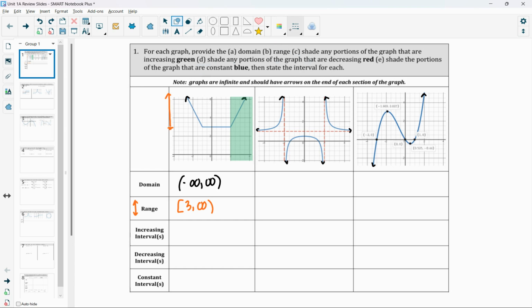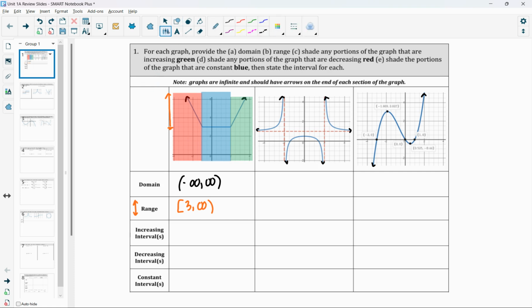And then it wanted any parts that are decreasing to be red. Our decreasing is going to be everywhere here. We're decreasing up until this point. And then our constant, it wanted in blue, and that's going to be this middle part where the line is flat. So that's our decreasing, constant, and increasing shading.